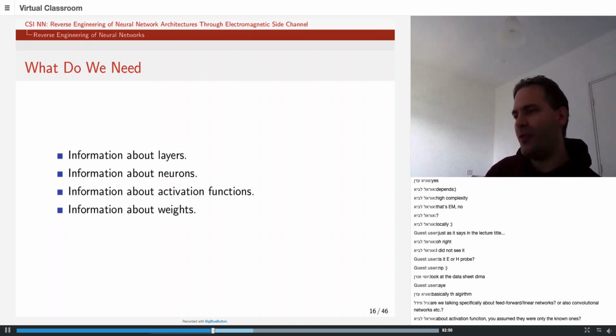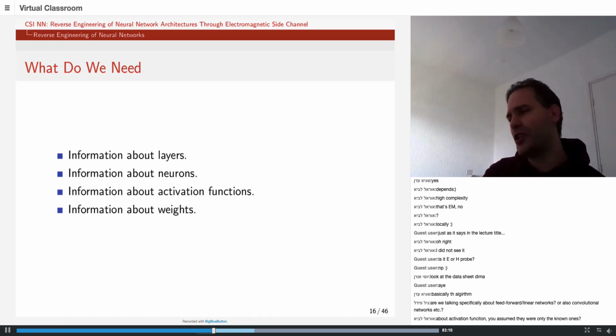Are we talking feed-forward networks or also convolutional networks? Convolutional networks are also feed-forward networks. So here we are talking about feed-forward networks, specifically multi-layer perceptrons and convolutional neural networks, but they are both feed-forward.